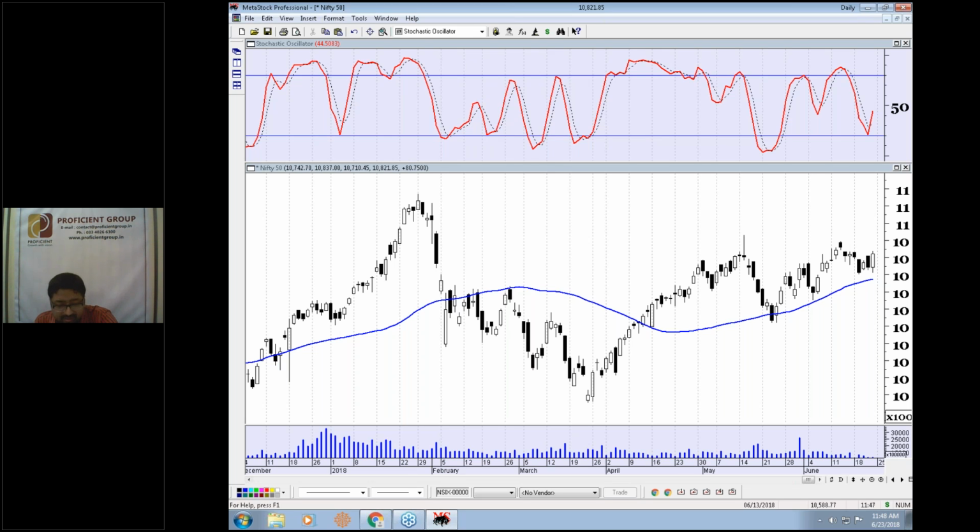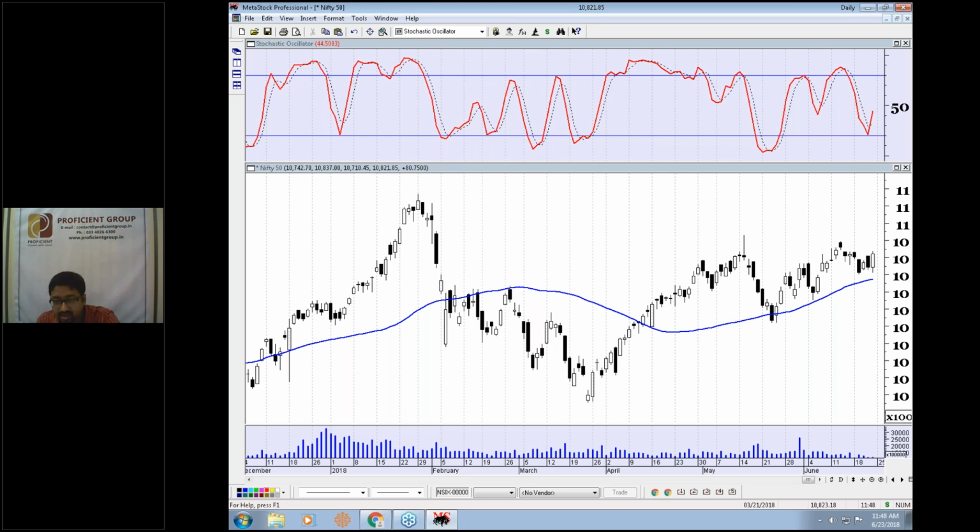In the past 3 months, we have never given a close beyond the 10,900 region. So if Nifty can really close above 10,900, then a similar thing is likely to happen that we are expecting in the S&P 500, which is that the lifetime high of 11,171 is likely to be revisited.